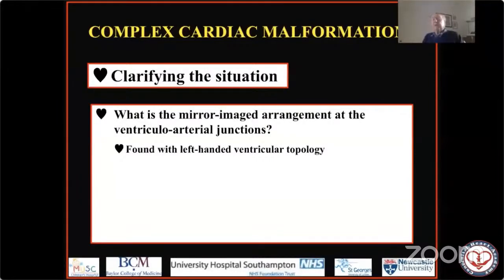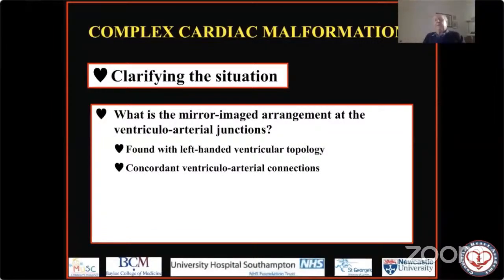Let's now turn our attention to the mirror-imaged arrangement. And remember, we have again to consider this in terms of those three features: connections of the arterial trunks to the ventricular mass, relationships of the arterial roots, and the infundibular morphology. So when we look at the usual mirror-imaged arrangement, we're going to find it in the setting of left-handed ventricular topology. So this is what you would see in the mirror-imaged normal heart.